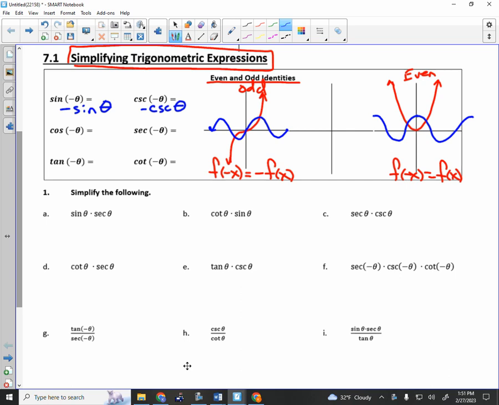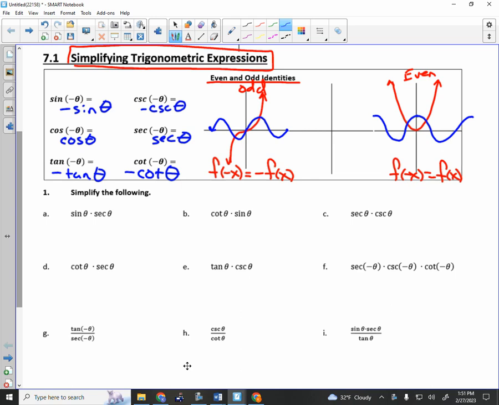Cosine and secant, what happens to the negative? It disappears because they are even. So you get just cosine of theta and secant of theta. And tangent of a negative, tangent is very similar to the x cubed function, so it is odd. So you get negative tangent of theta and negative cotangent of theta. Think you could remember those?